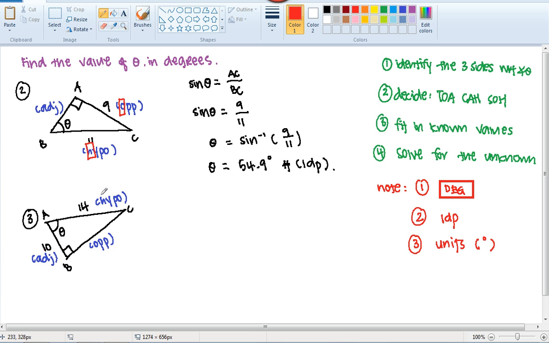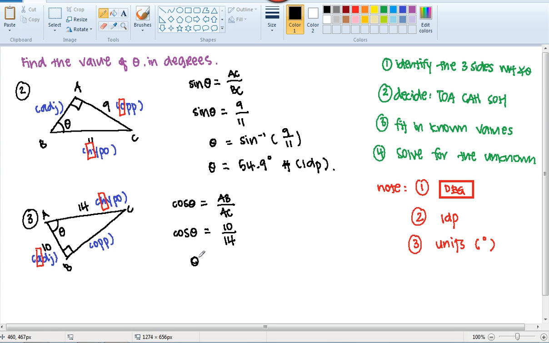Okay, so let's see what are the known values that I have. I've got the length of side AC, which is my hypotenuse, length of my side AB, which is of value 10, which is my adjacent. So with adjacent and my hypotenuse, my A and H, so I'm going to decide TOA, CAH, or SOH. So A and H, I'm going to use CAH. So with that, I'll write cosine theta equals to adjacent, which is AB, divided by hypotenuse, which is my AC. So right now at step 3, I'm going to fit in the values of AB and AC.